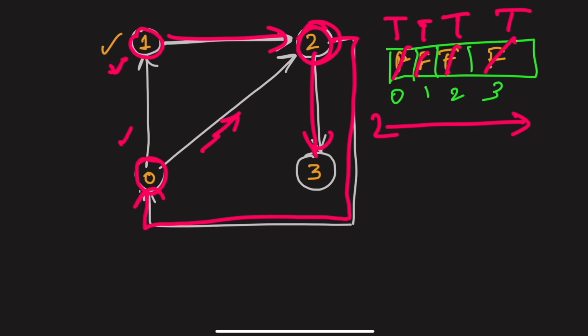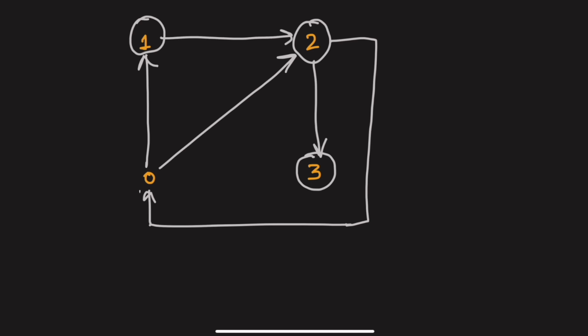Okay, so let's clean this up a bit and then we are going to restart. Okay, so now it is all cleaned up. We are going to create an adjacency list. Okay, let's name it ADJ.